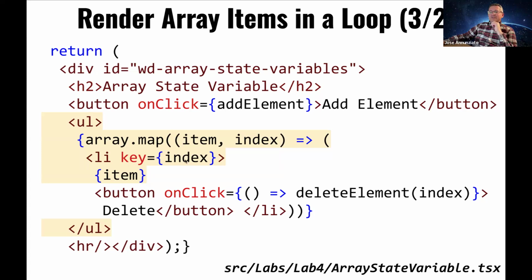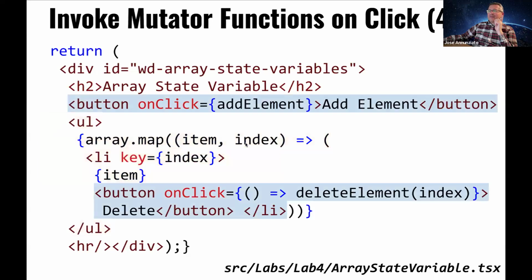The key, you have to guarantee it to have a unique value within that scope. So index is something that is guaranteed to be unique. 0, 1, 2, 3, they're unique. So that's a good choice. But also that index can be used whenever you click on the delete element.